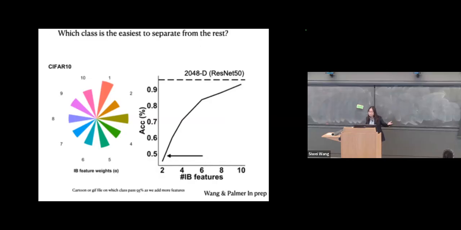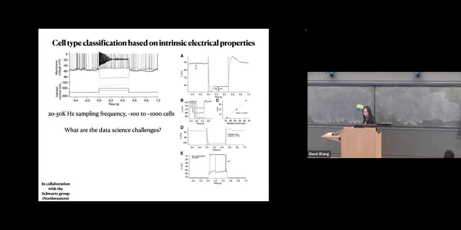And in the rest of the time, I'm going to show you one of the very exciting new works that we are doing in collaboration with Greg Schwartz on cell type classification. This is interesting in data science as well, and also because of the long history of using intracellular recording. Intracellular recording is the fundamental way for us to probe cellular activity and also cellular diversity.